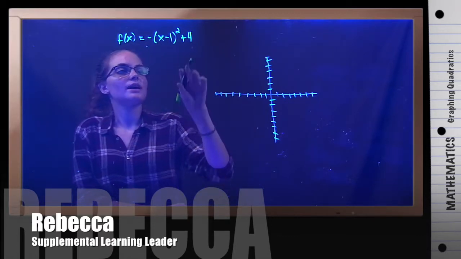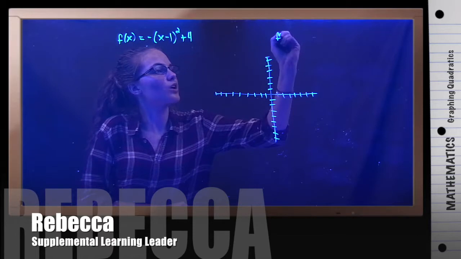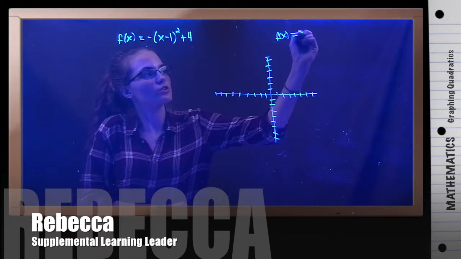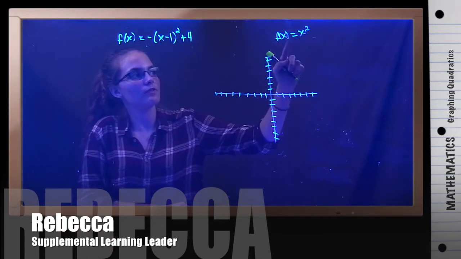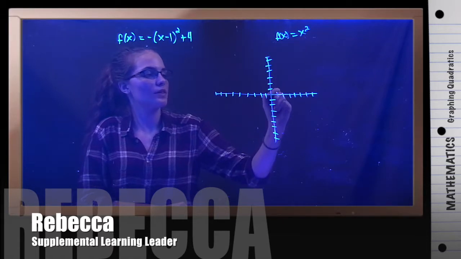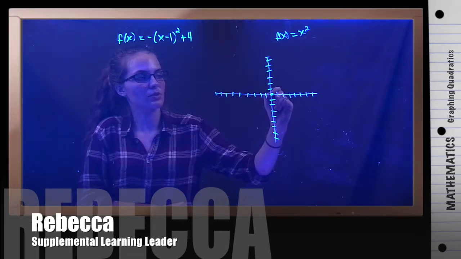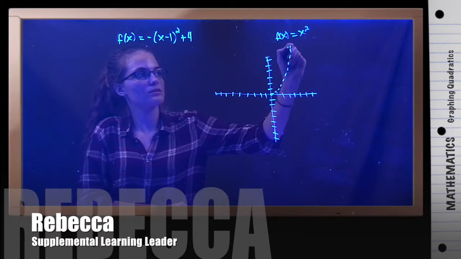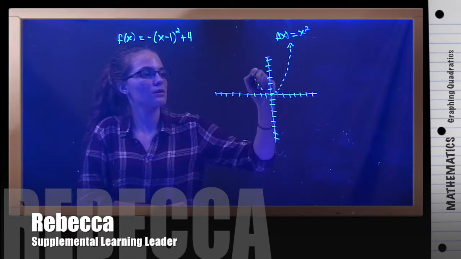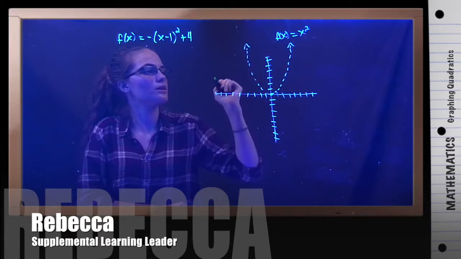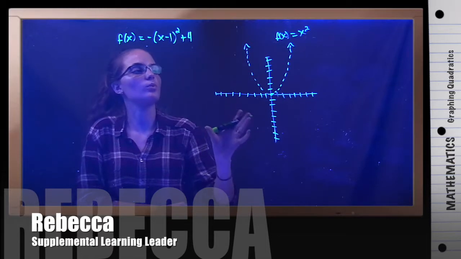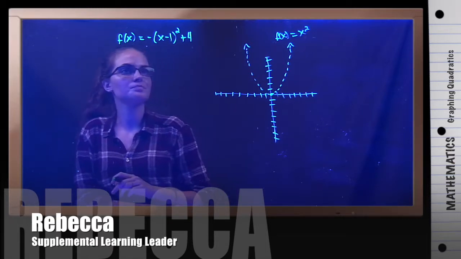Okay, now I'm going to draw my standard parabola, which is just f of x equals x squared, where the vertex is at the origin and it's facing upwards. I'm just going to draw that in a dotted line so that I remember what the standard parabola looks like.